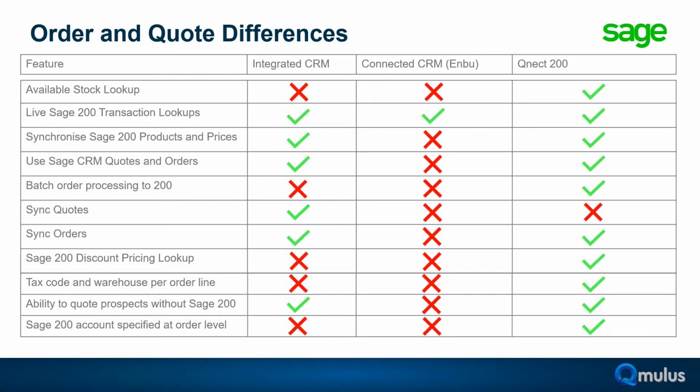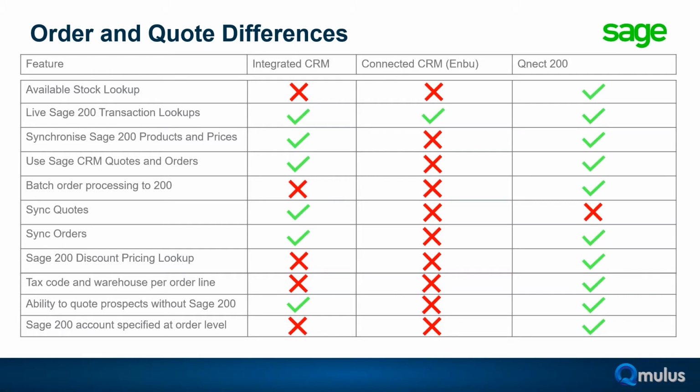If we look at the ability to quote prospects without Sage 200, and what I mean by this is actually creating a Sage 200 account. You can do this with integrated CRM. It's obviously trickier with connected because everything's live looked up. So you can't really do it without having a 200 account in Sage 200 for that prospect record. But in Qnect 200, you can use all of the standard CRM functionality because the prices, etc., are in there. Quote them at any point, convert that prospect to a customer, push the customer into 200, and then push the quote into an order into Sage 200.